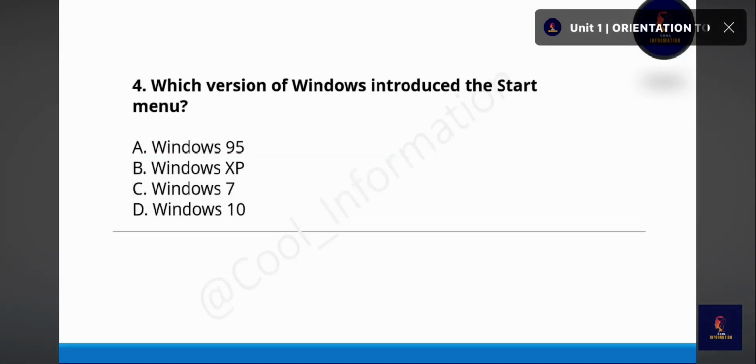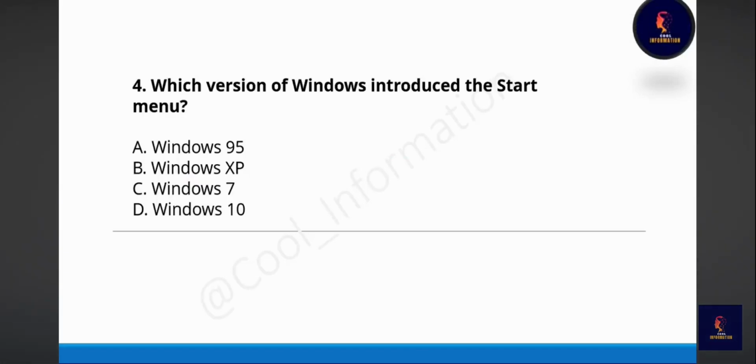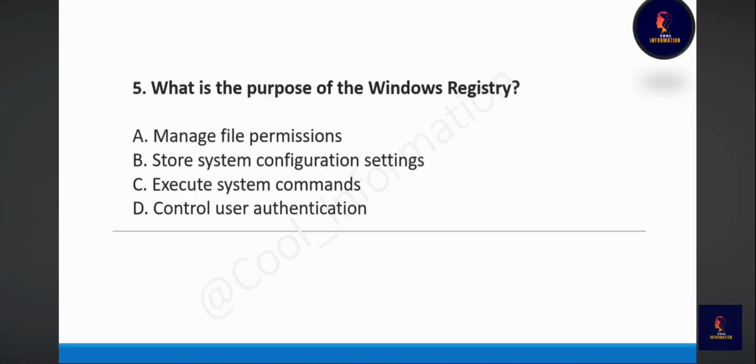Next question. Which version of Windows introduced the start menu? Is it Windows 95, Windows XP, Windows 7 or Windows 10? Correct option is option number A, Windows 95. Next question. What is the purpose of the Windows registry? Option A, manage file permission. Option B, store system configuration settings. Option C, execute system commands. Last option is control user authentication. Correct option is option B, store system configuration settings.